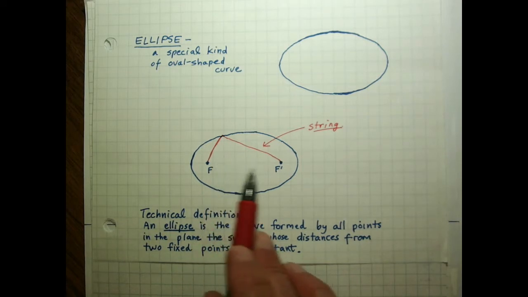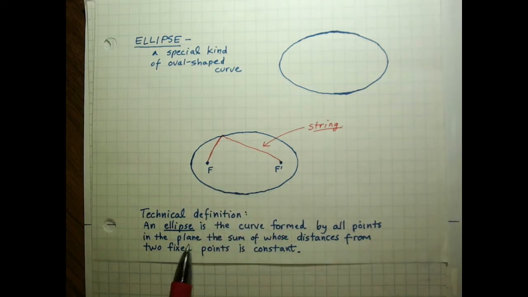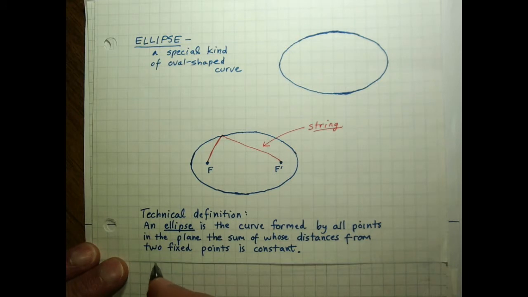What we're going to do is take this string drawing now and think about it in terms of the technical definition of an ellipse, because an ellipse is an oval that has a very special property about it. An ellipse is the curve formed by all points in the plane, the sum of whose distances from two fixed points is constant. Now, let's try to translate this into everyday language.